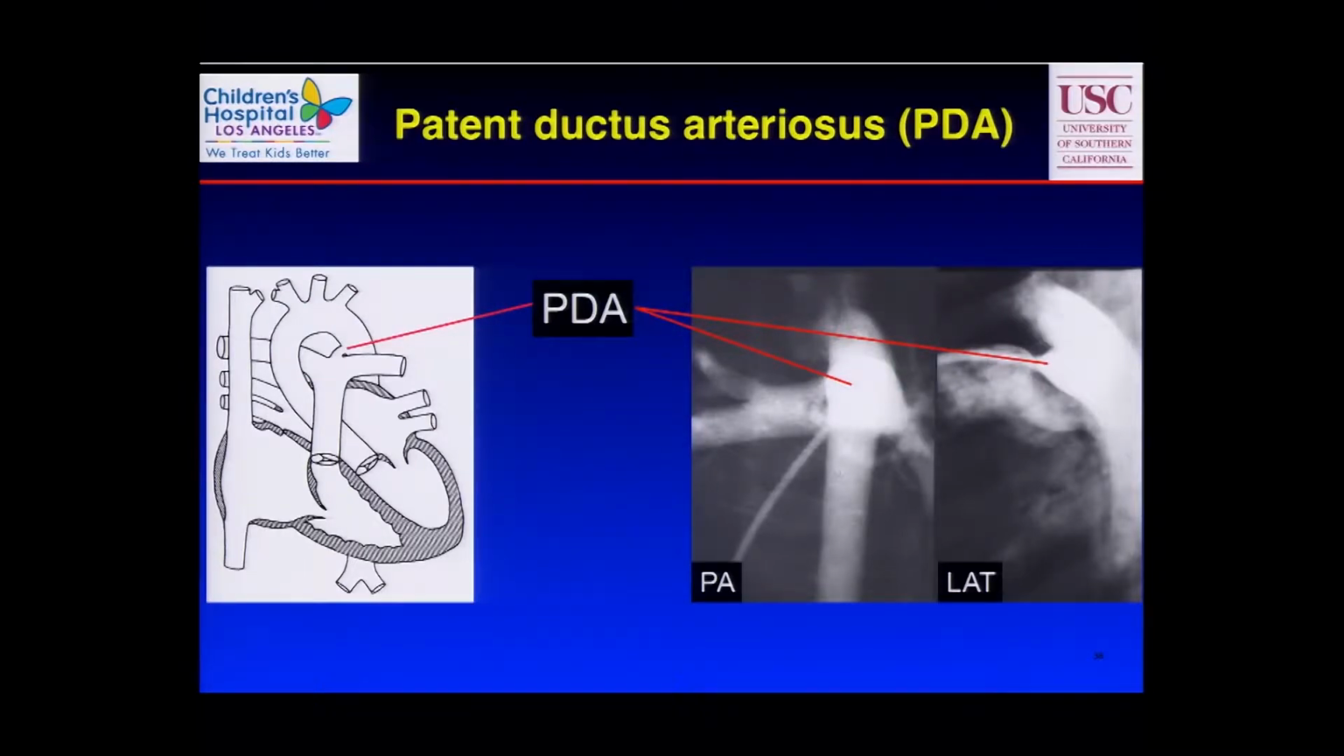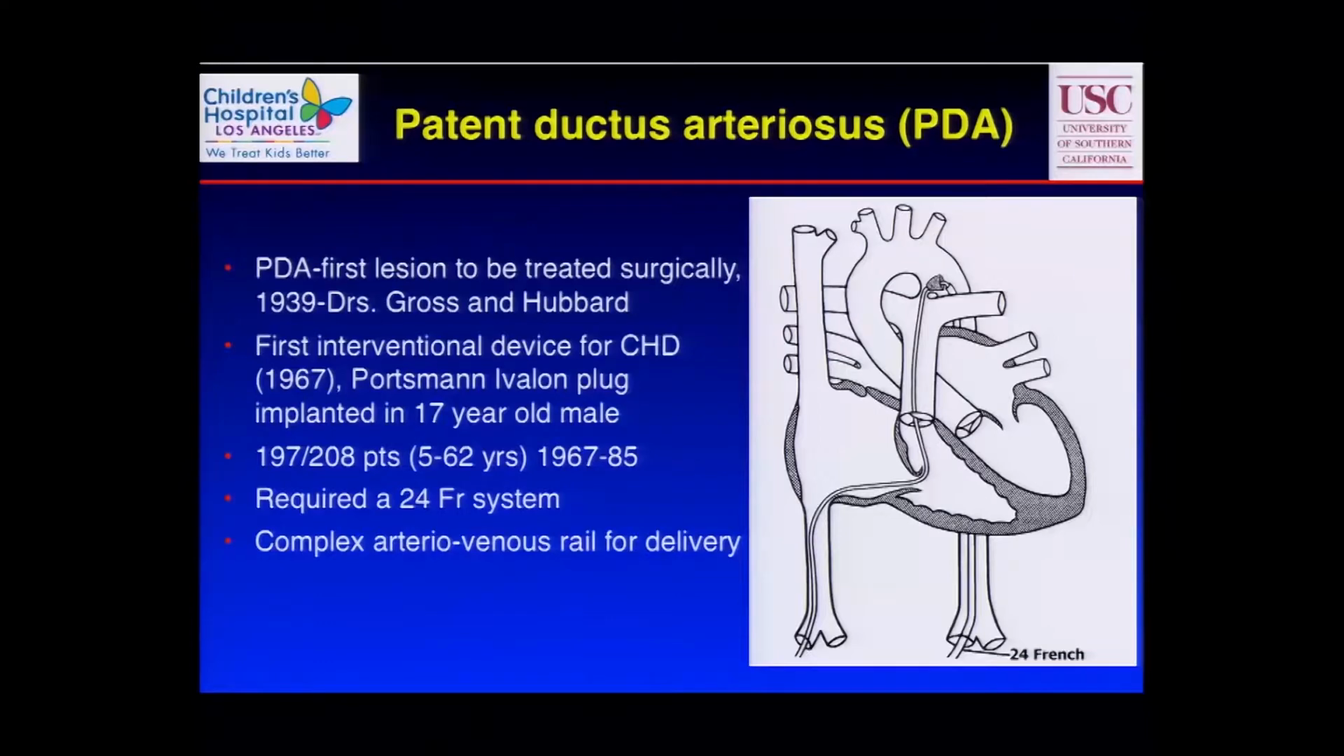Let's go to closing procedures, PDAs. You guys are all very familiar with that. This was first surgically ligated in 1939 by Dr. Gross and Hubbard. The first interventional procedure took place in '67 by Dr. Porstmann in a 17-year-old. However, this required a 24 French system, so it's not a small system. It's only for older patients at that time.